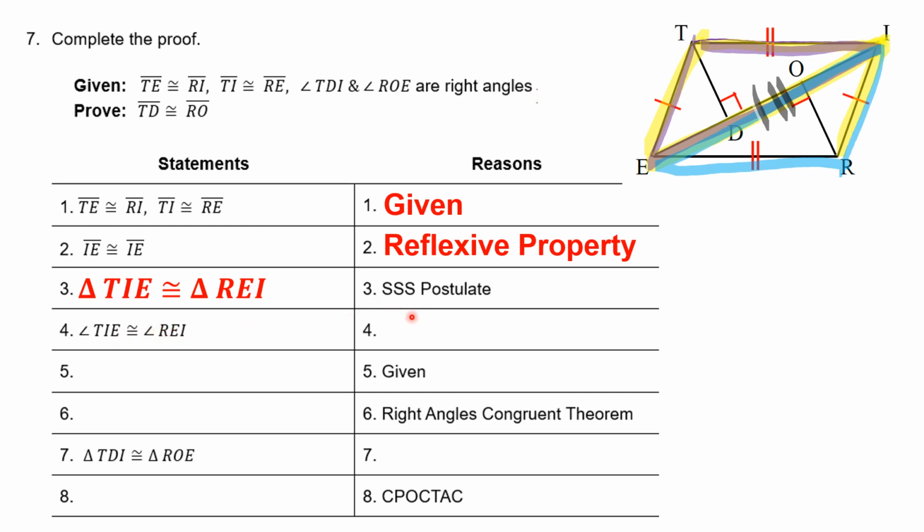And what always comes after one of those postulates? So what is the theorem or the concept or the postulate, whatever you want to call it, that comes after the side-side-side postulate or the side-angle-side postulate? That is CPCTC, right? Corresponding parts of congruent triangles are congruent.